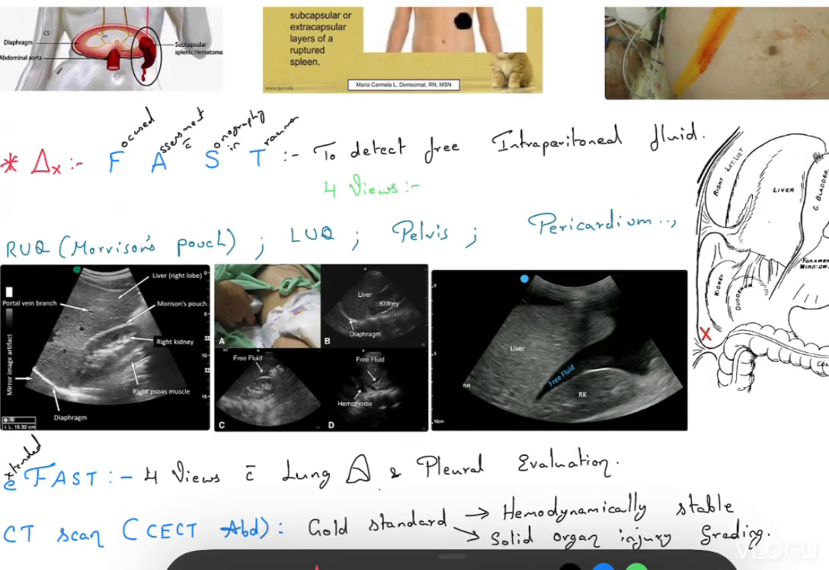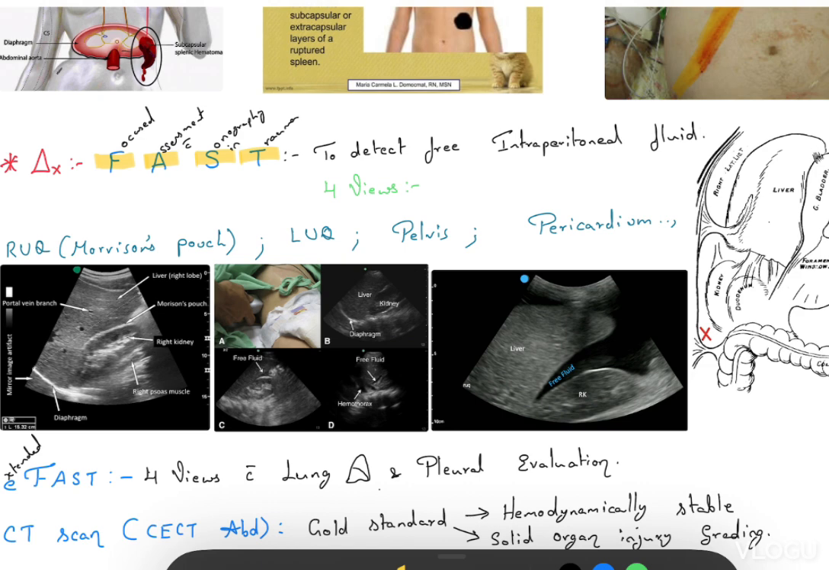In investigation, first, at the bedside, we can do FAST. What does it mean? FAST means focused assessment sonography in trauma. This is the most important bedside test, which will detect free fluid and hemoperitoneum. So it will detect free intraperitoneal fluid. So what are the things it will do?